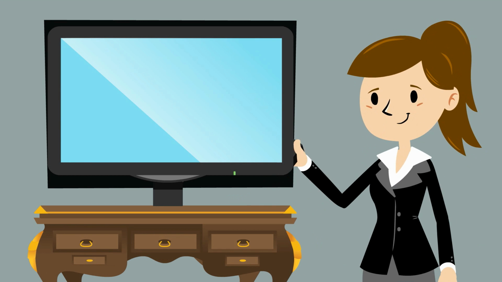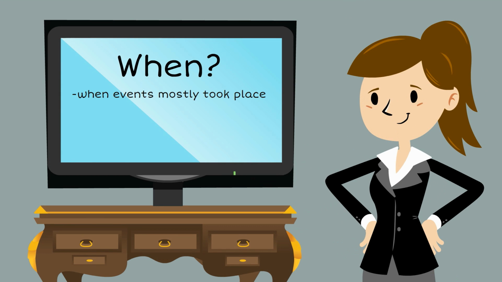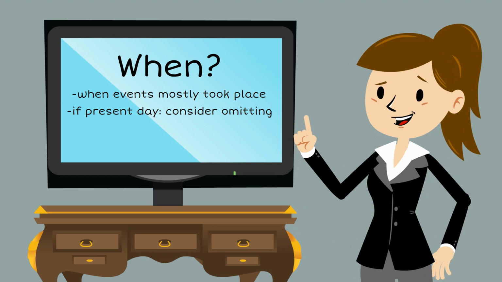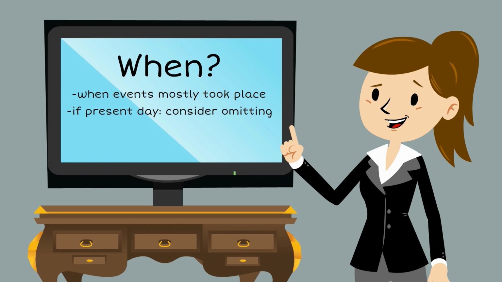When we ask when, we are looking to narrow down when the events mostly take place. Sometimes this question is really important, and sometimes it's not always necessary. For this reason, we're going to use the following rules. If the events take place only in the present day or near the present day, you can omit or leave out that information if you don't have a date or if it doesn't logically fit.